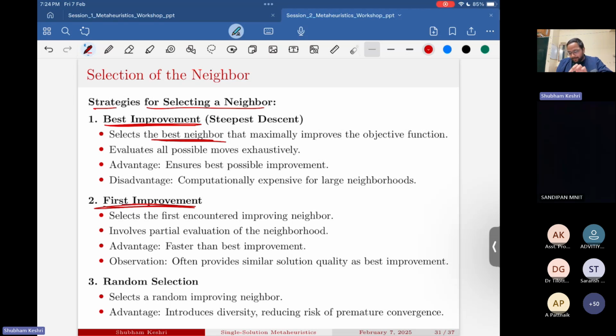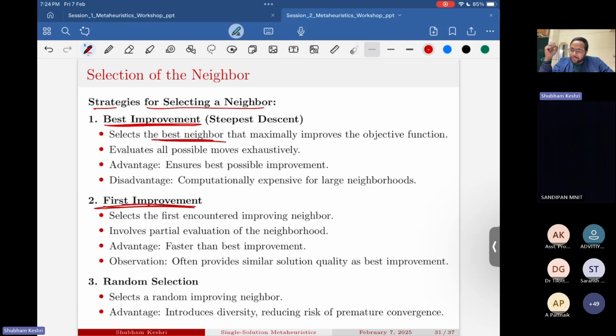In the initial strategy, when you are moving to the best neighbor, you are spending time exploring the neighborhood and then moving to the best. In the other strategy, first improvement, you are not spending time. You're saying that I will explore the neighborhood one at a time, one solution at a time.